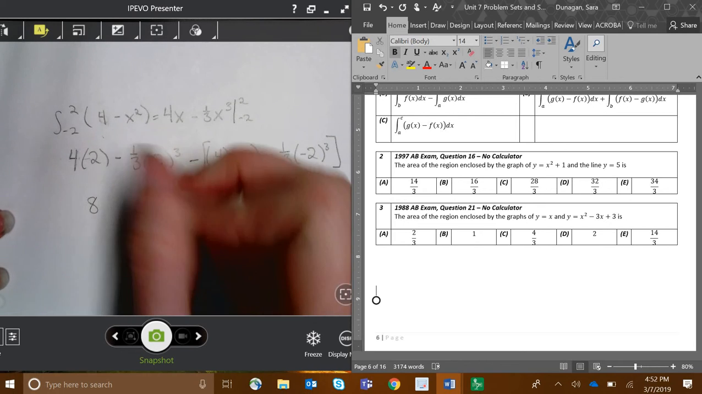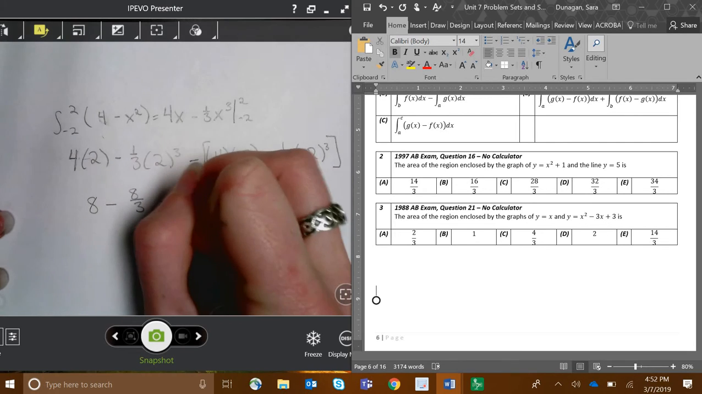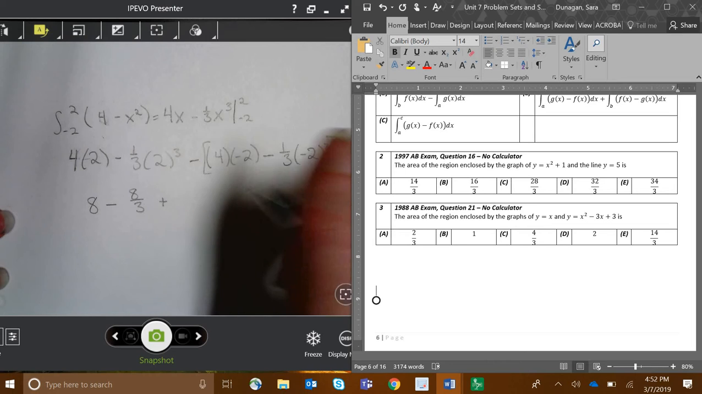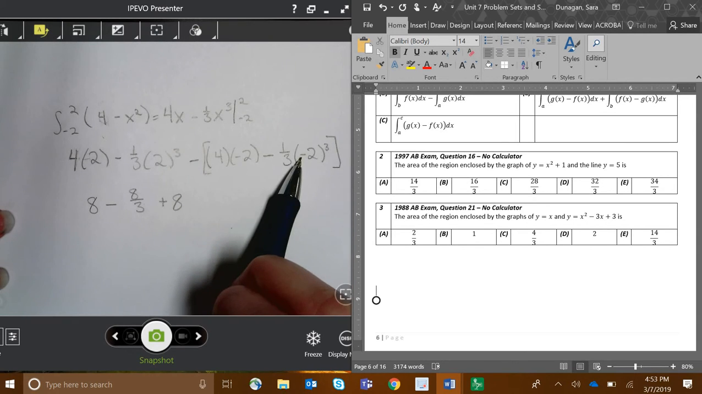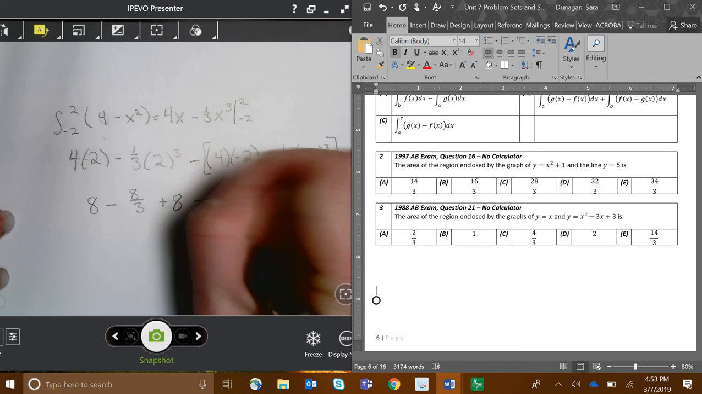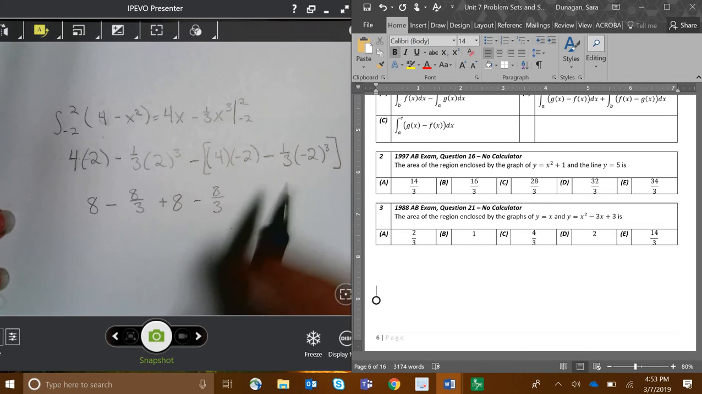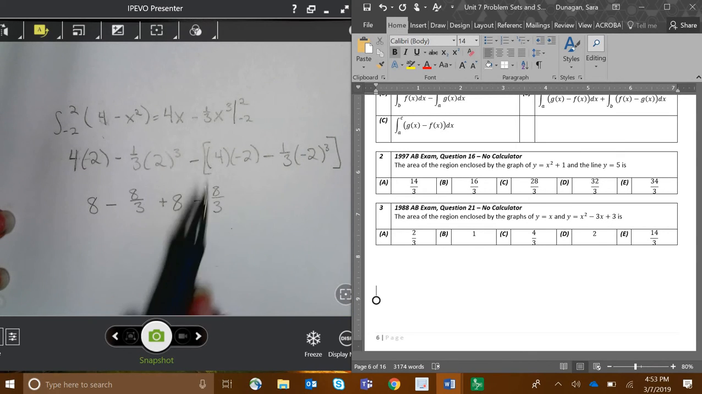So 8 minus 8/3. Our negatives cancel out here. Plus 8. -2 cubed, 8 times 1/3. So minus another 8/3. Yeah, sorry, minus 8/3 because we have 3 negatives here. The 8s are canceled? No, because they're subtracted.